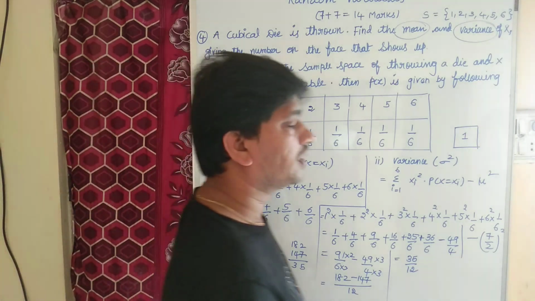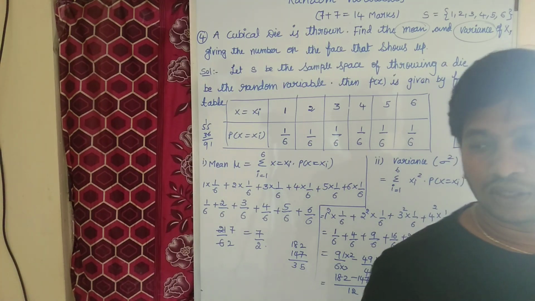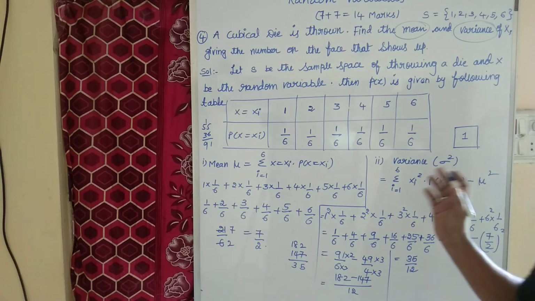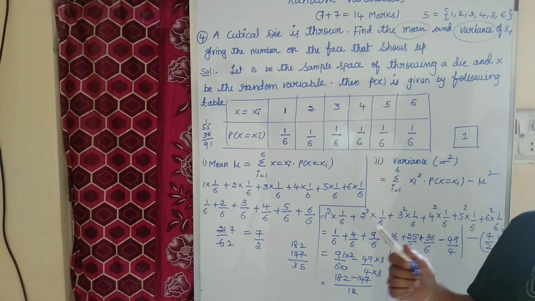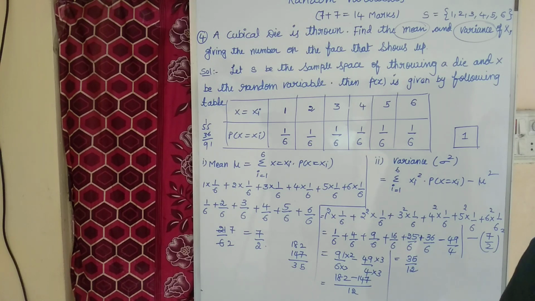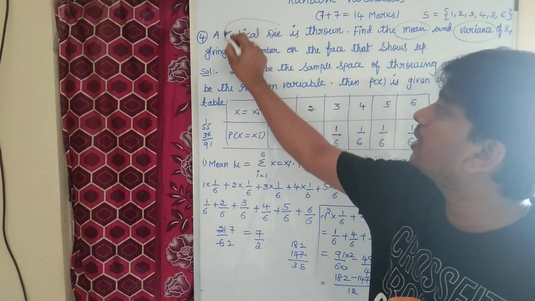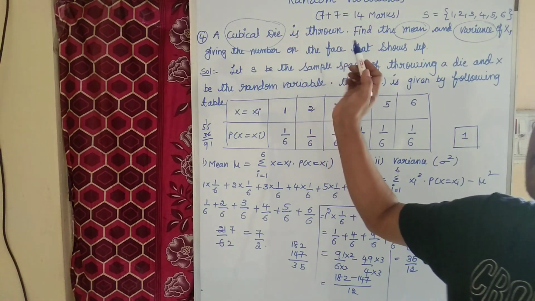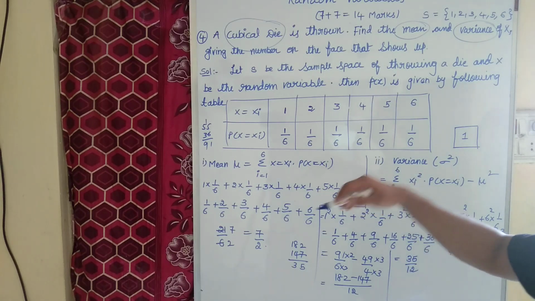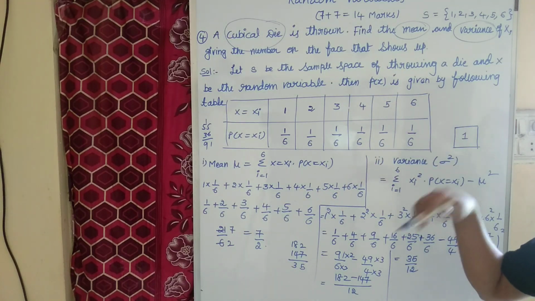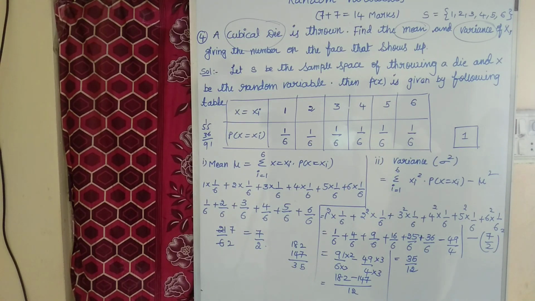So this is our variance. Children, which is also the most important question. Many times they ask this question. So we don't know this table. Once if you understand the question properly, you will get the table, then after that easy only. Because a cubical die, when we throw a die, sample space is 1 to 6. Getting 1 is 1 by 6. Getting 2 is 1 by 6. 3 1 by 6. 4 1 by 6. 5 1 by 6. 6 also 1 by 6. Then you will easily find the mean and variance.